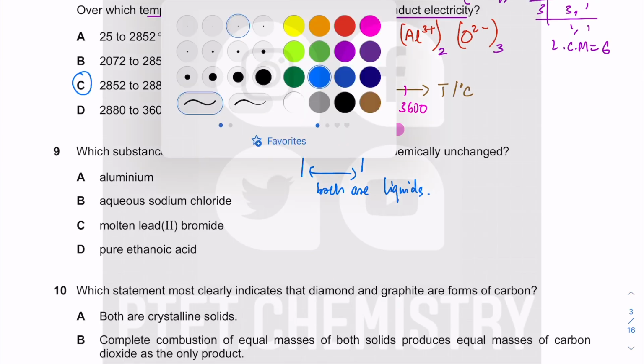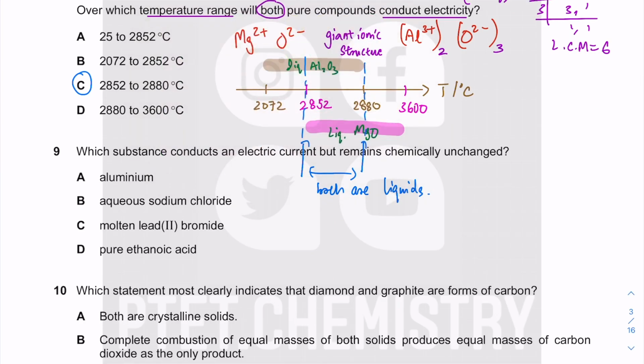Question 9, which one conducts electricity and remains chemically unchanged? So this is not electrolysis. Let me think. What does this question actually want from us? Conducts but remains chemically unchanged. Aluminium is a metal. So metal can conduct electricity and it still remains the metal. I think A is the answer here.